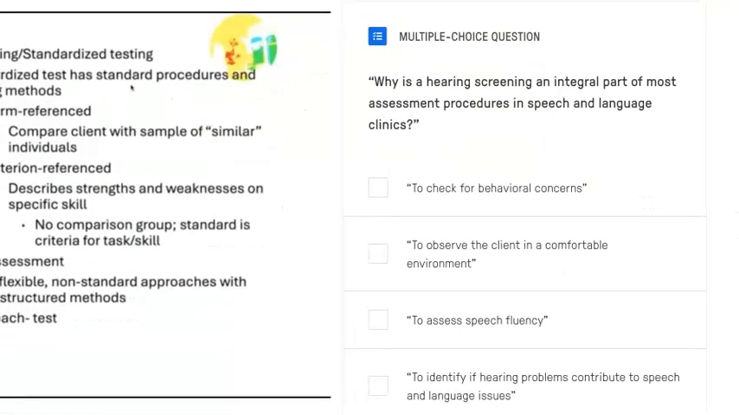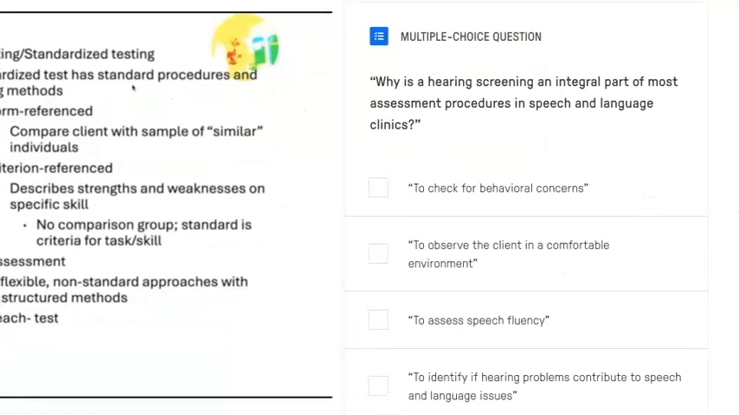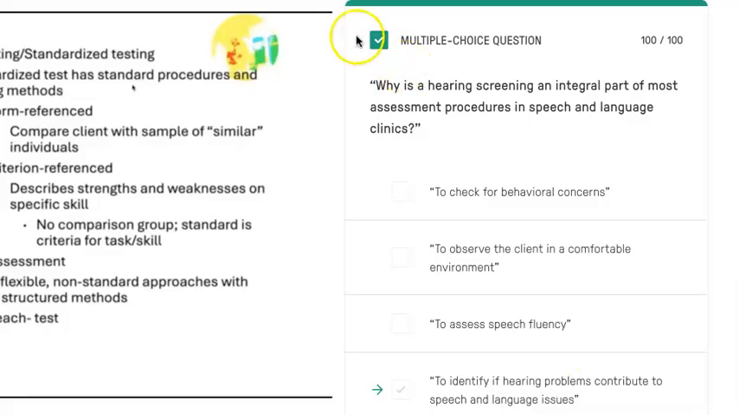Okay, take a moment to consider: why is a hearing screening an integral part of most assessment procedures? I think you can perhaps identify that it's likely going to be related to how hearing and speech and language might be affecting one another, and so that is the answer here.